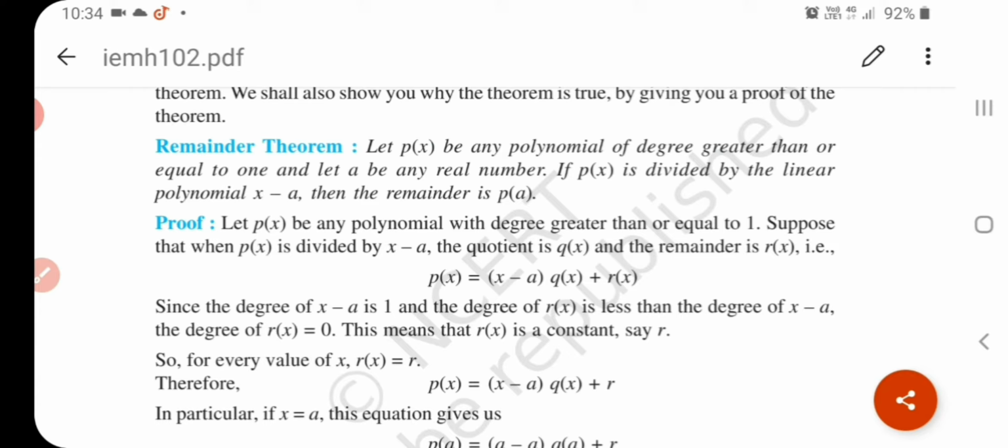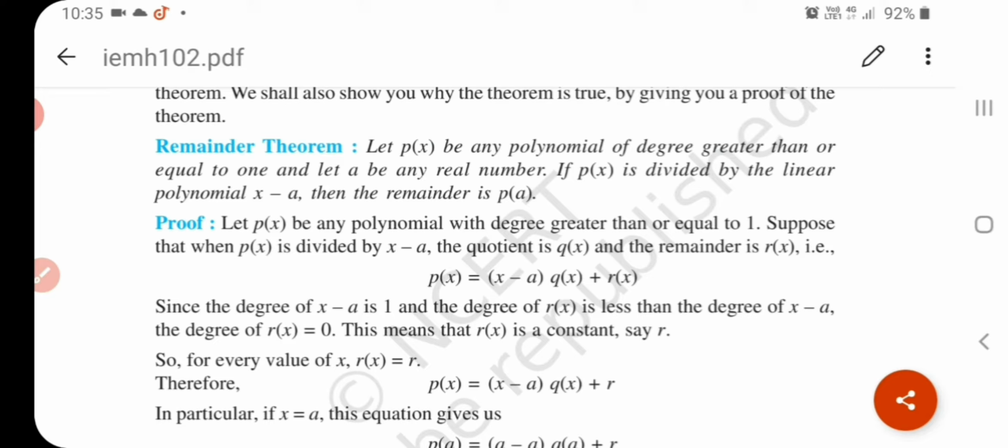Okay, understand? Now let P(x) be any polynomial with degree greater than or equal to 1. Suppose that when P(x) is divided by x minus a, the quotient is Q(x) and the remainder is R(x), that is P(x) is equal to (x minus a) into Q(x) plus R(x). R(x) is our remainder. Now since the degree of x minus a is 1 and the degree of R(x) is less than the degree of x minus a, we know that the degree of the remainder is always smaller than the degree of the divisor.